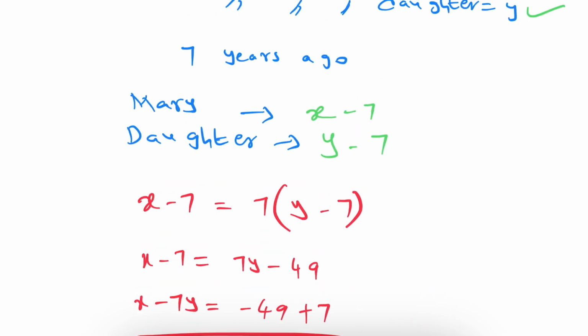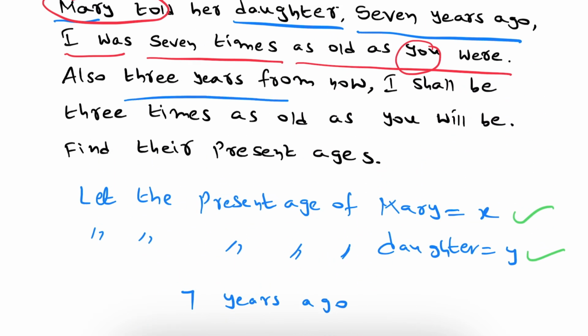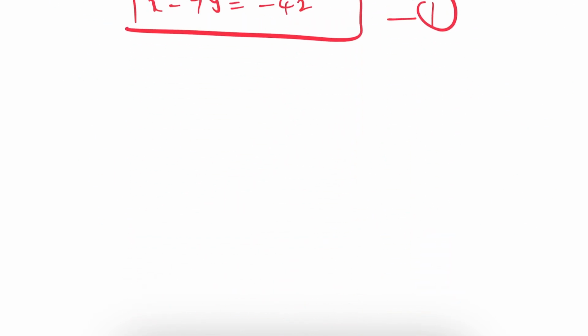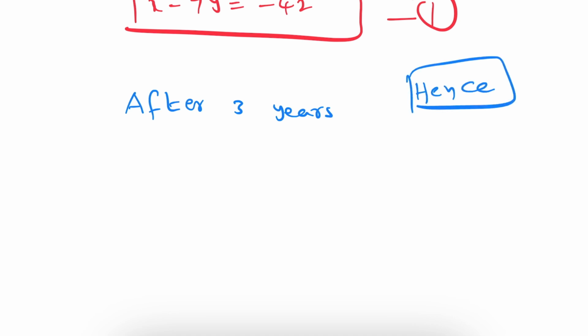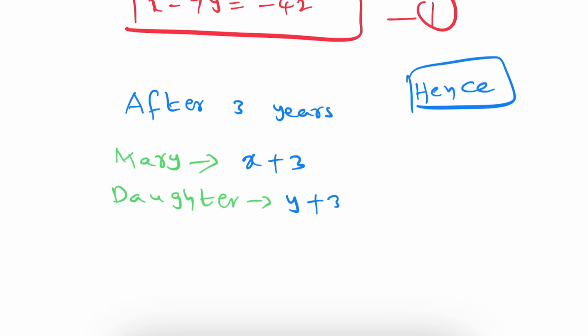Now what is the second condition he gave? 3 years from now. So it means after 3 years. Sometimes instead of saying after, he will say hence. Anyway, both are the same, that means after only. So the age of Mary as well as the age of her daughter. Mary's present age we took as X, right? So after 3 years she will be X plus 3, and the daughter's present age we took as Y, so after 3 years it will be Y plus 3.